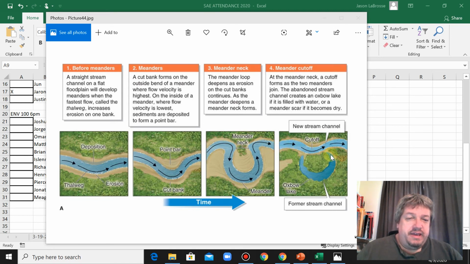It fills in this bank here, and now the stream has a new path. And this part right here is just left behind. They call these oxbow lakes, right? So it's just left there. And it'll keep on doing this. The meanders will form and cut themselves off and start again, over and over again. And this process repeats itself. If you were to follow this with a satellite for 100 years, it would look like a rope snaking around like that.